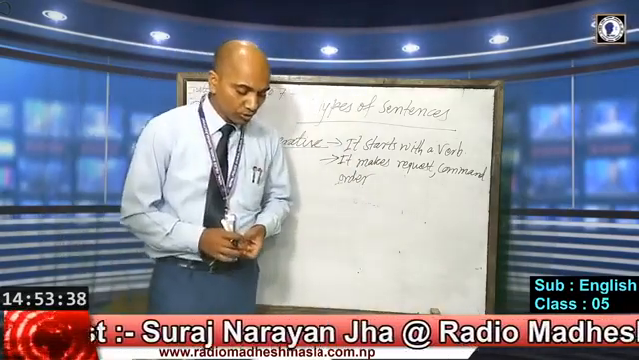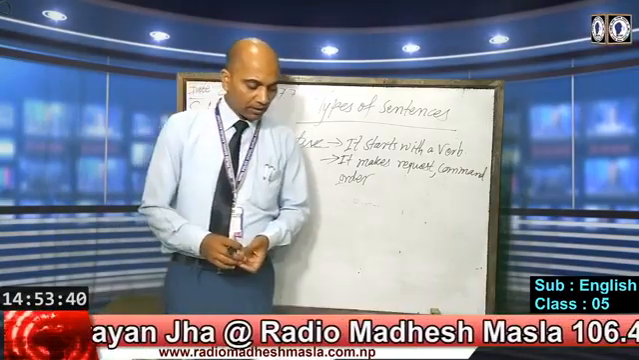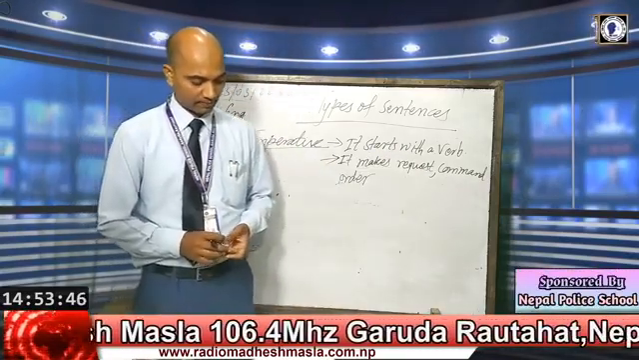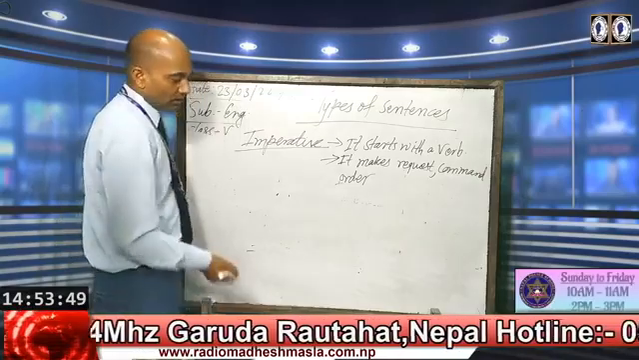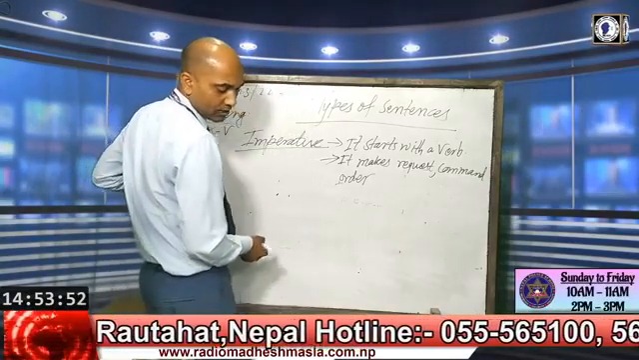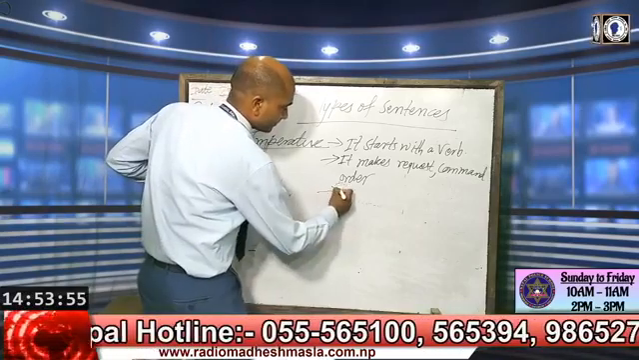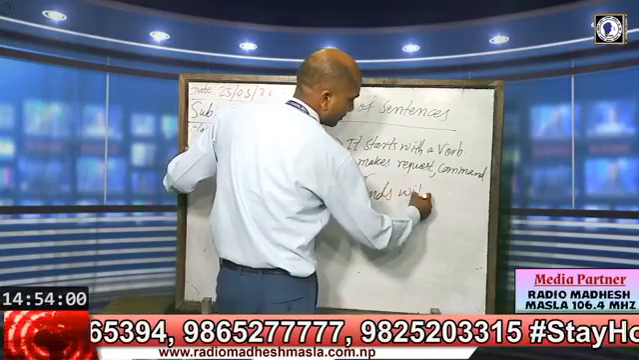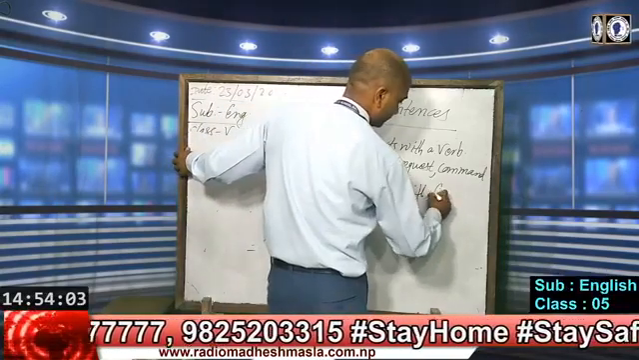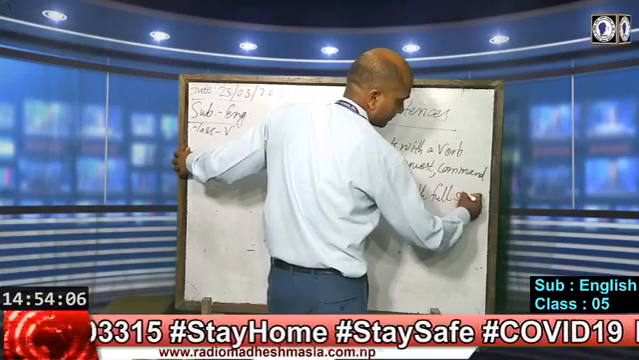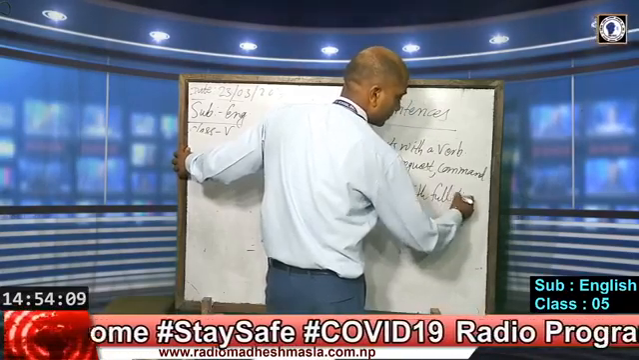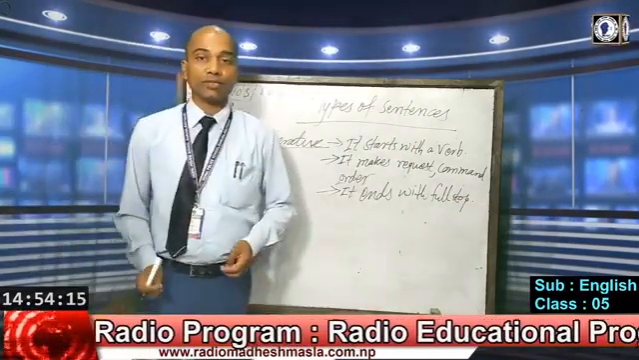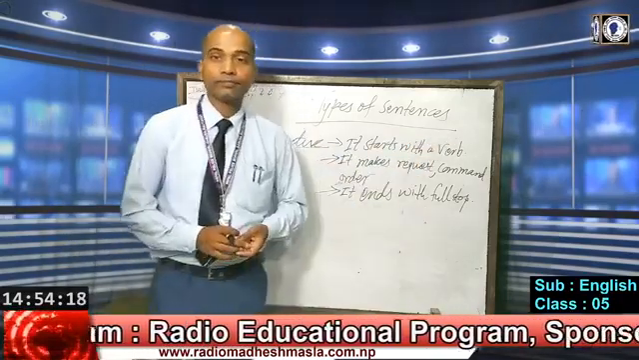Imperative sentence is used to make a request, to make a command, to make an order, and it ends with a full stop. These are the qualities of the imperative sentence. It starts with a verb.